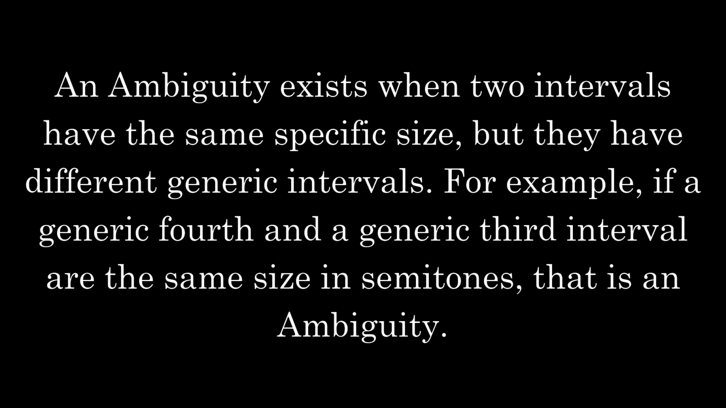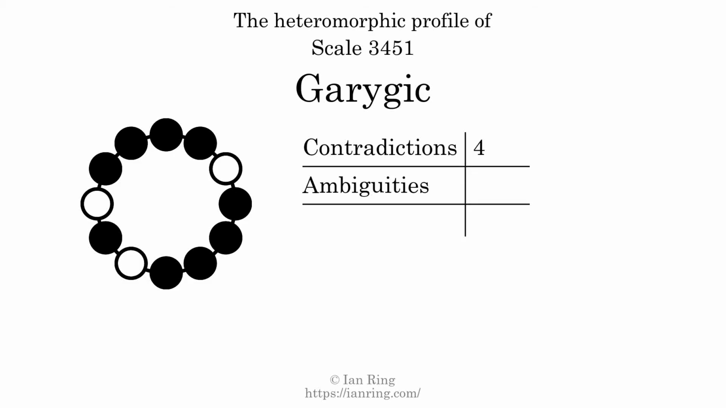An ambiguity exists when 2 intervals have the same specific size, but they have different generic intervals. For example, if a generic fourth and a generic third interval are the same size in semitones, that is an ambiguity. The number of ambiguities in this scale is 83.